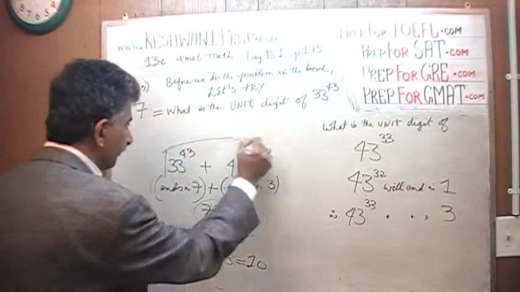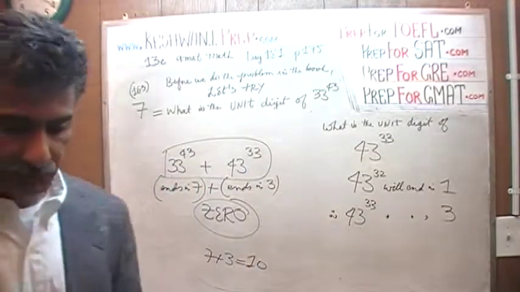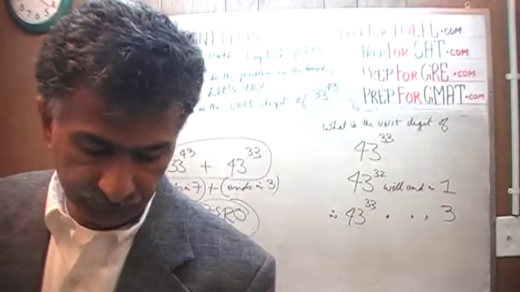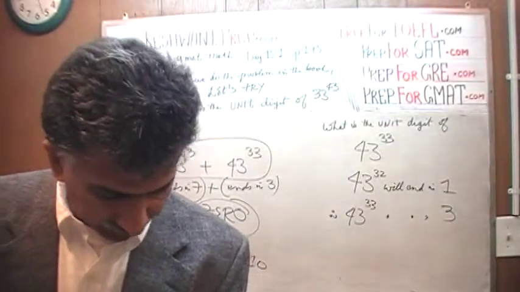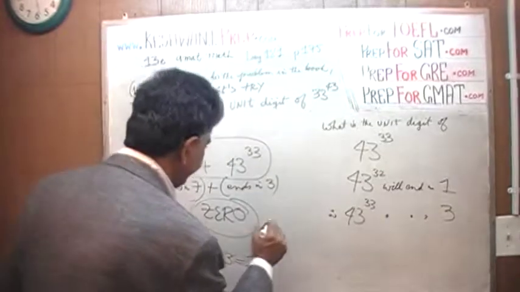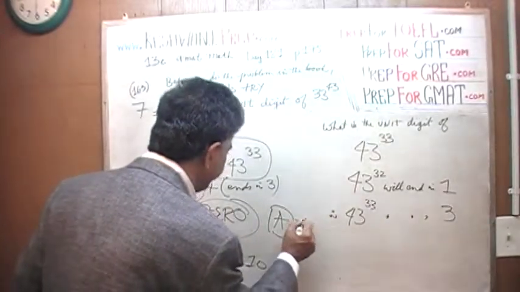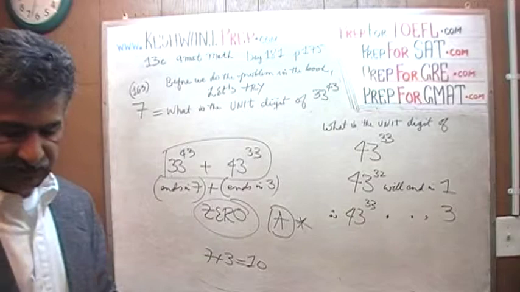The question was, what's the unit digit of this quantity? The answer is, it is a big fat 0. Not a regular 0, a big fat one. And the answer is A. A big fat nice rotund 0.